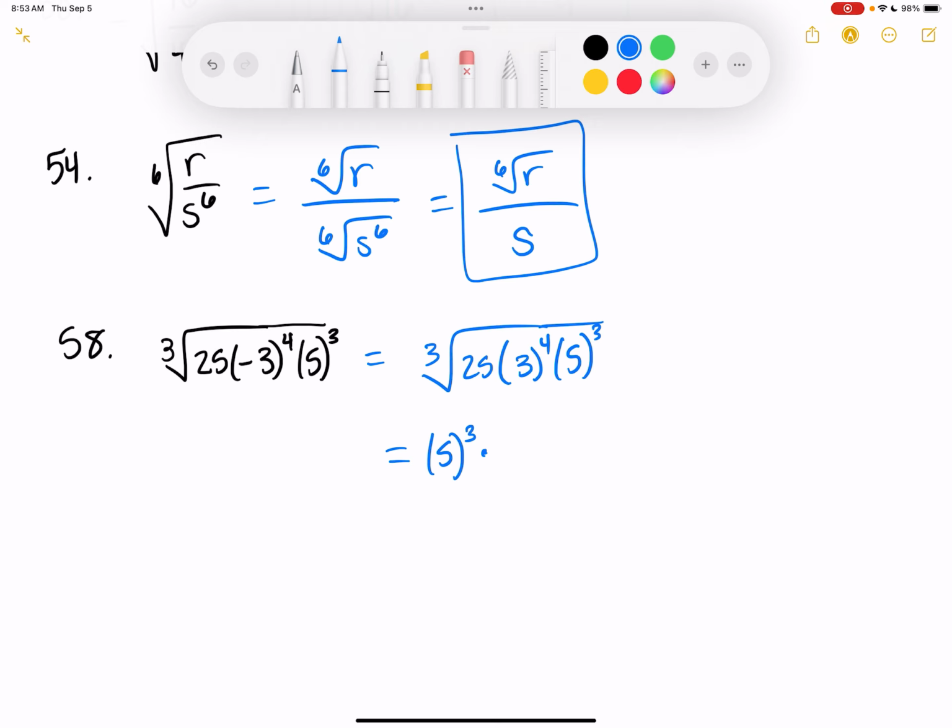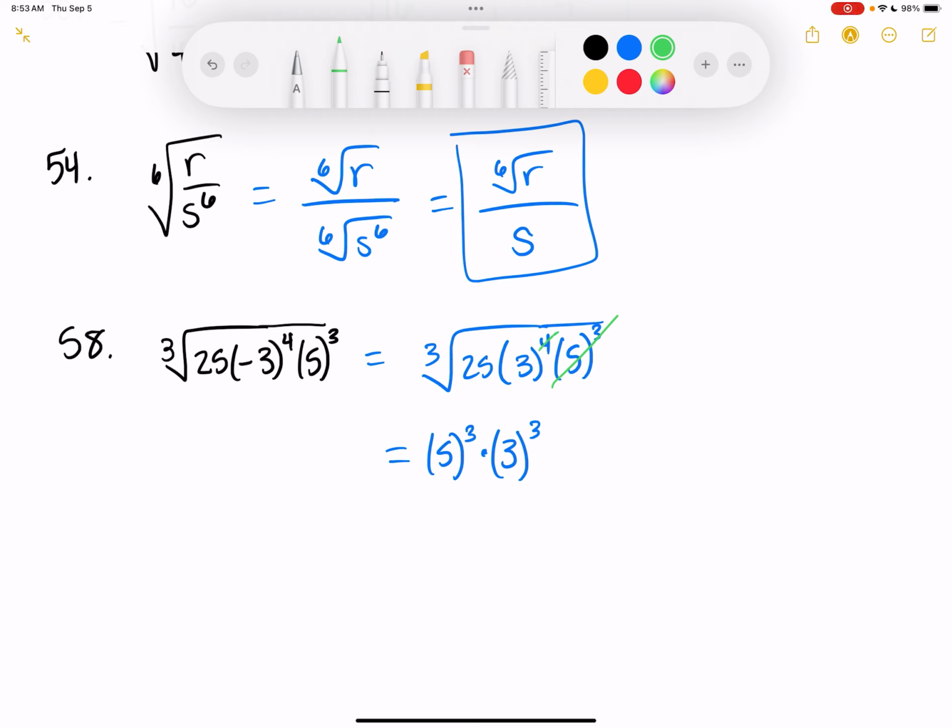Could you take out the 3? I can take out a 3 cubed, and what is that going to leave me with inside? A 3. So basically, the 5 cubed is gone. I've taken out 3 of those, so there's 1 of those left.